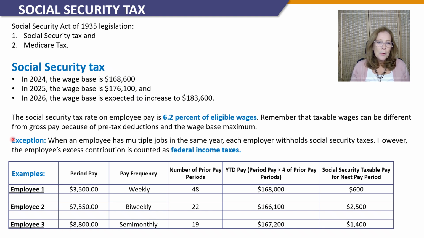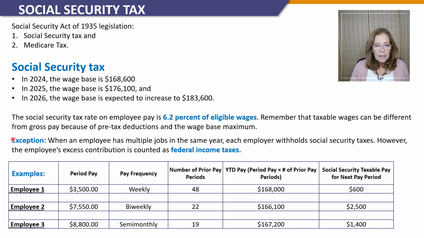Both employers would withhold Social Security tax on total earnings. Employer B would not know that some of the earnings are not subject to Social Security. So each employer withholds Social Security taxes. However, the employee's excess contribution is counted as federal income taxes, which means that you get credit for it on your annual tax return as if you had paid federal income tax. The employer's contribution is not refunded, though.